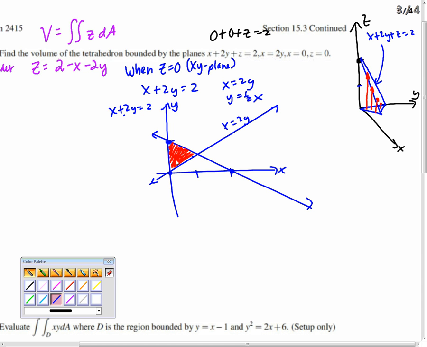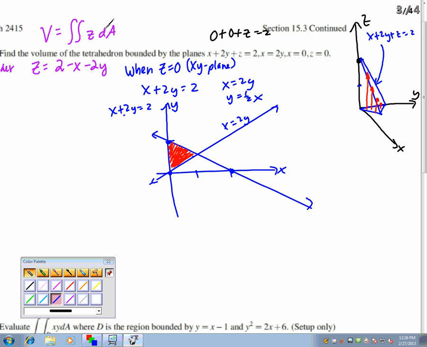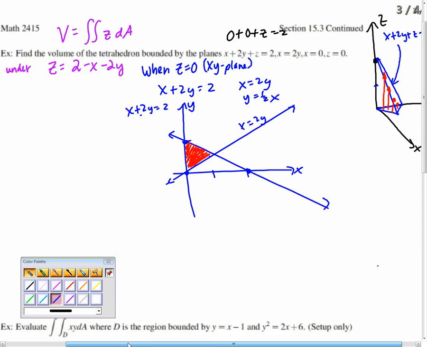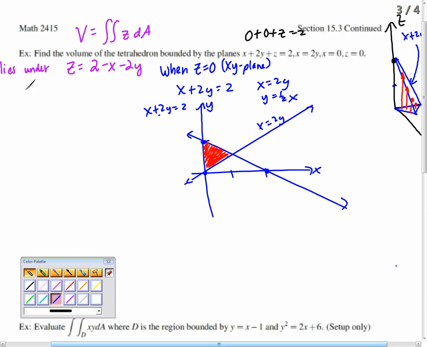Okay, so there's my picture. I want to come up with this. I know what z is. I'm going to do a double integral of z, which is 2 minus x minus 2y, because that means I'm going to start out at the floor and go up some height z, and z is determined by the equation of that plane. Do you see the red arrows?